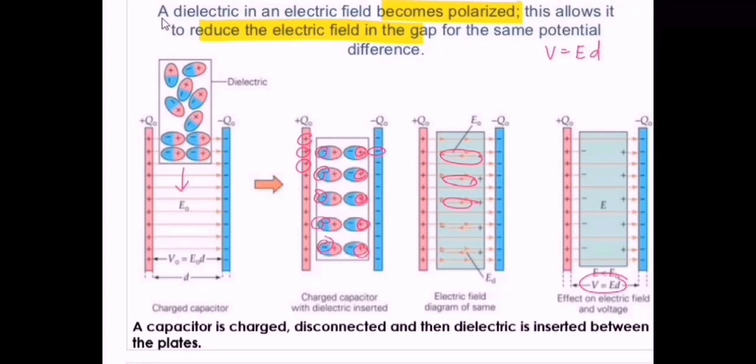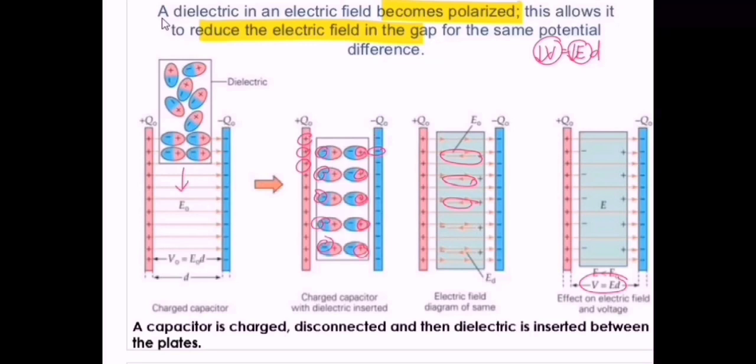So when we insert a dielectric, it becomes polarized. When it becomes polarized, it has another electric field. This electric field causes the electric field of the capacitor to decrease. When the electric field decreases, it will cause the voltage to decrease as well.